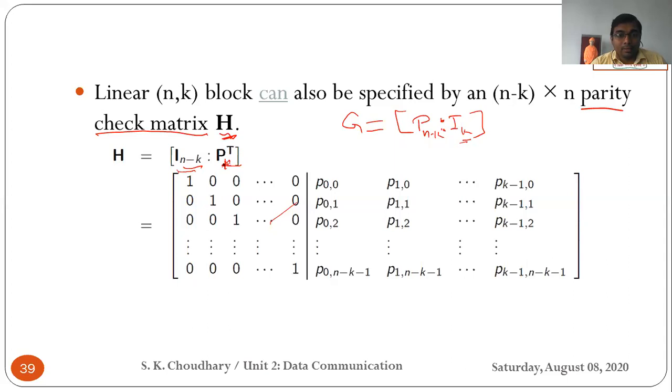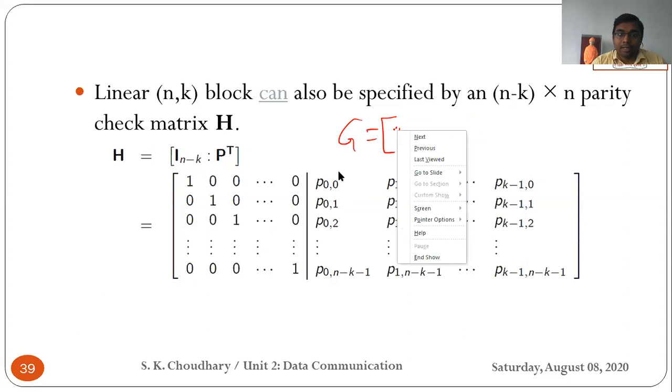It is k. But what is P here? If you see, it is P^T. P^T means the transpose of P. What do you mean by the transpose of P? Can anyone tell me the meaning of the transpose of P? Yes? It means we are interchanging the rows and columns.